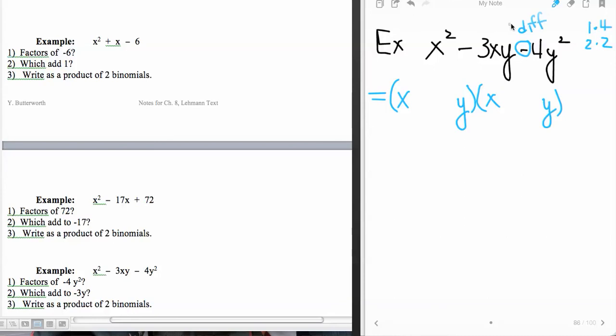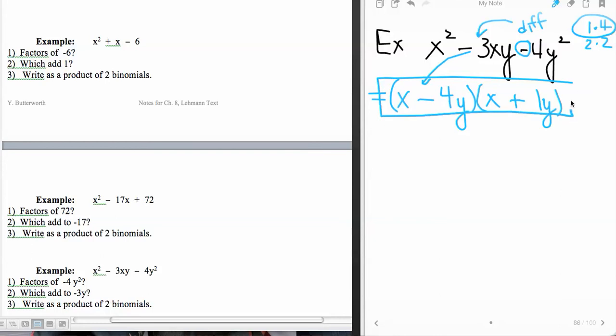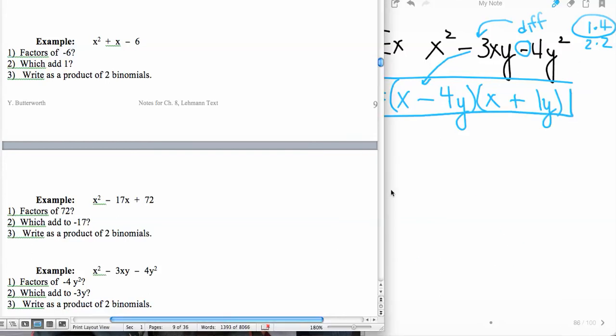So a difference of 3, yep, 1 and 4. So we'll put a 4, and you can put a 1 or you can just leave it as a y, whatever makes you happy. And then the bigger one goes with the bigger sign, and this one is the opposite. And there we go, that's how that one factors. Now moving on to our next one.